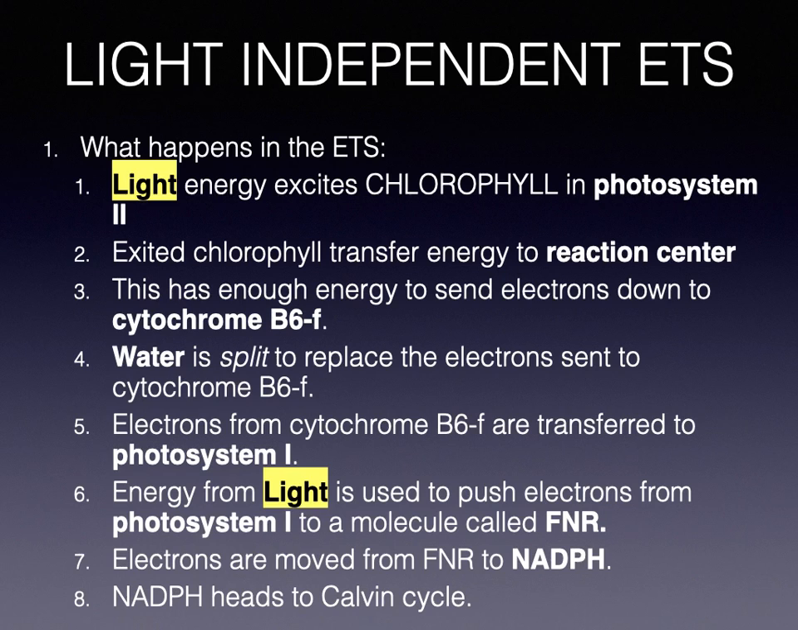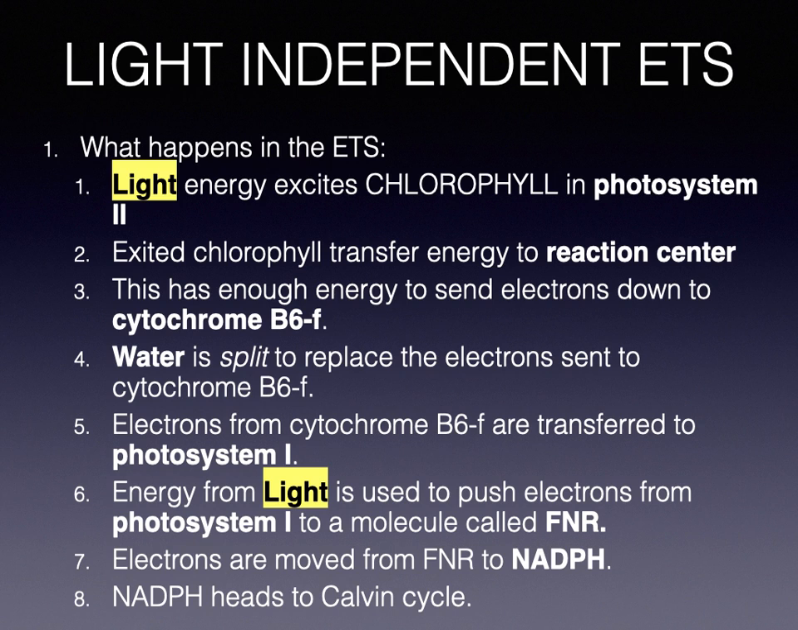So let's read through what's going on. And this is pretty much a summary of the video that we skipped earlier on. Light energy excites chlorophyll in photosystem 2. These things shake, and they change that energy by what's called resonance all the way through to the middle, to something called a reaction center. This is going to have enough energy to kick the electrons down to the next molecule, which is cytochrome B6F. That was that yellow dude.